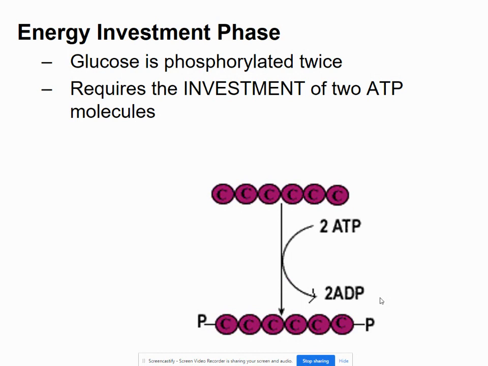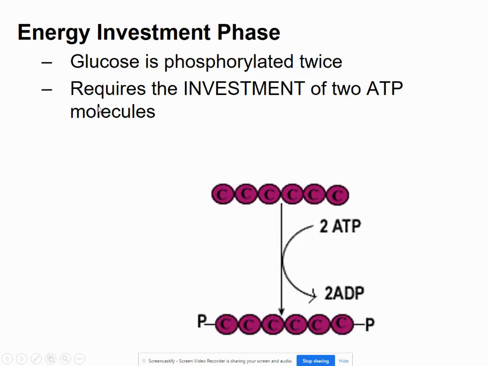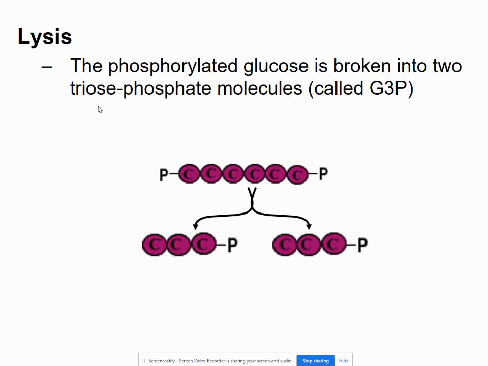So energy investment phase, glucose phosphorylated twice, okay? And we get this phosphorylated 6-carbon molecule right here, fructose biphosphate, if you want to know what it really is. I don't care if you call it that. Okay, this is these 3 sides. This is what you really want to write down, okay? Energy investment. Glucose is phosphorylated twice to form a 6-carbon phosphorylated sugar. Lysis, that means we're going to split it. So that molecule is now split into 2 G3Ps, triose phosphates, 2 G3Ps.